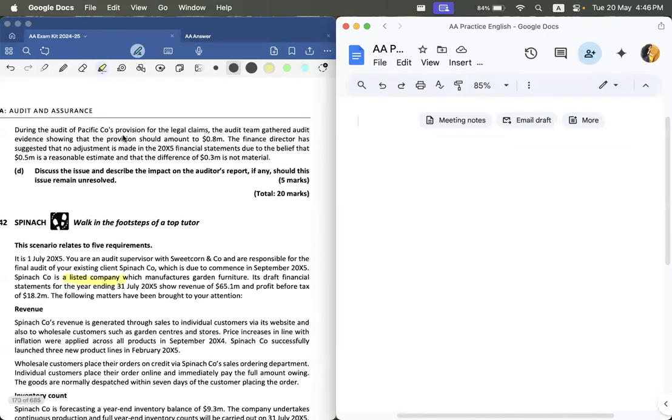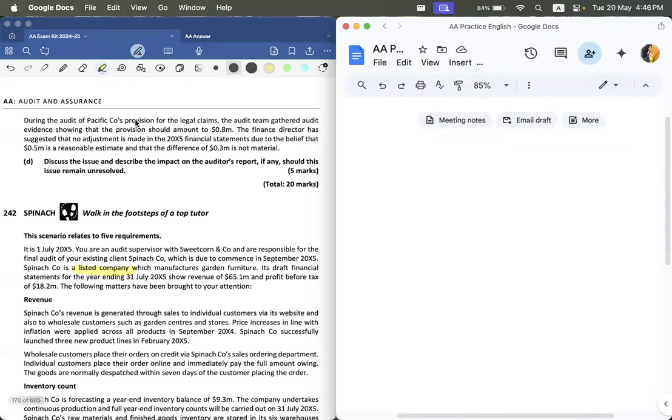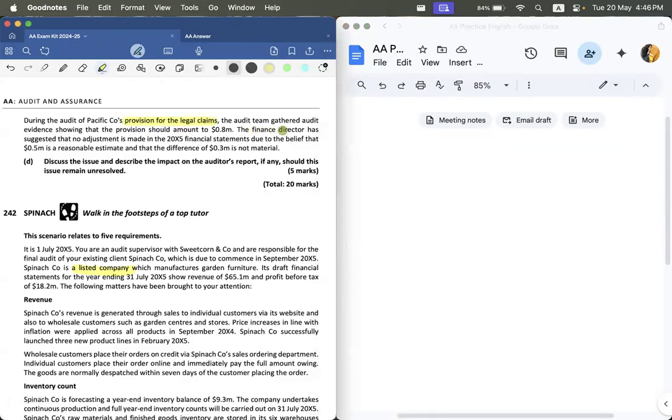Okay. So I'm going to read this. During the audit of specific companies, provision for legal claims, the audit team gathered audit evidence showing that the provision should be amounted to 0.8 million. The finance director has suggested that no adjustment is made in the 2005 FS due to the belief that 0.5 million is a reasonable estimate and the difference of 0.3 is not material. Clear? Okay. So in the first sentence, you're going to copy paste the entire scenario as it is. Clear? If you want, you can copy paste as it is or you can make some changes. Understood?